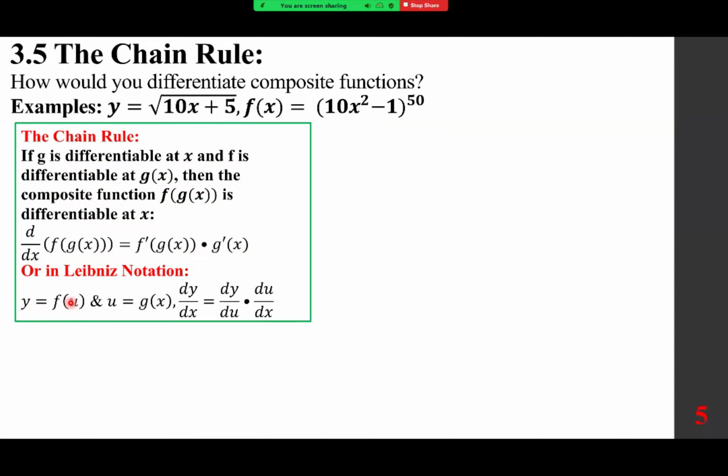That means y is a function of u. u equals g of x. u is a function of x. Then dy/dx is dy/du times du/dx.